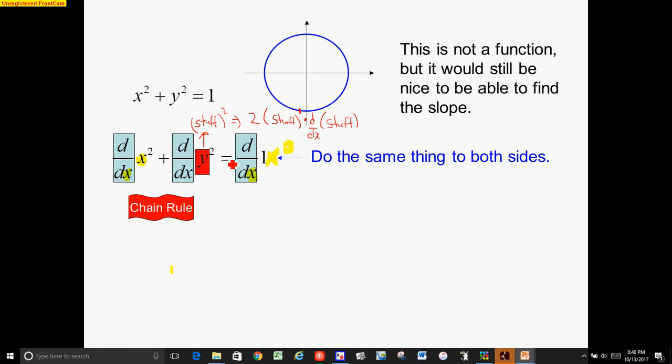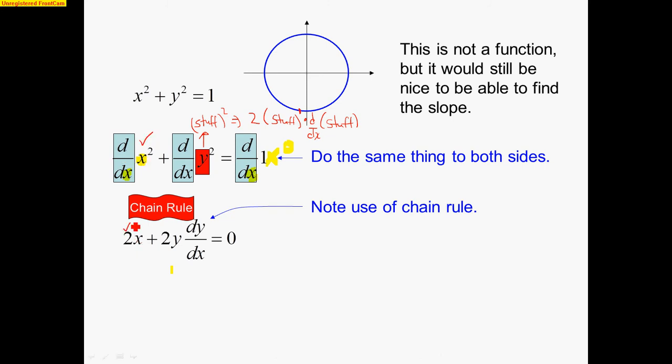So, what does that look like when my stuff is y? The derivative of x squared is 2x. The derivative of the constant 1 is 0. What is the derivative of the stuff squared? Bring the 2 down in front, copy over the stuff, subtract 1 from the exponent, spit out the derivative of the stuff with respect to x.